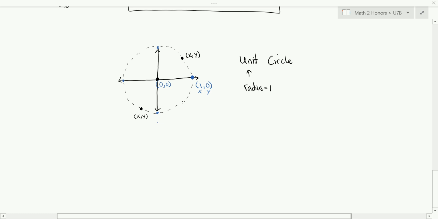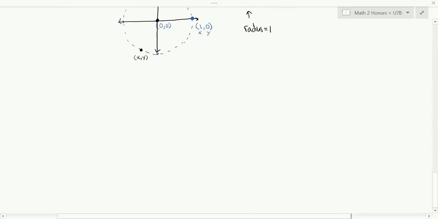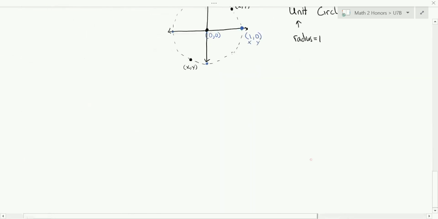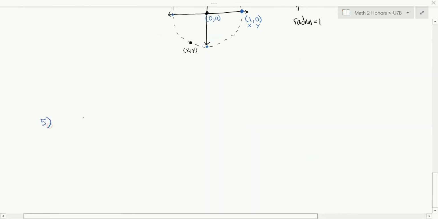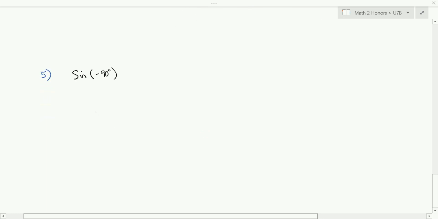And the x value is the cosine of the angle at that position, and the y value is the sine of the angle of that position. So if I say find the sine of negative 90 degrees, all you need to do is locate it, see if it's in a quadrant or if it's on one of the axes. Here's 0, here's negative 90, and negative 90 falls on the y-axis.